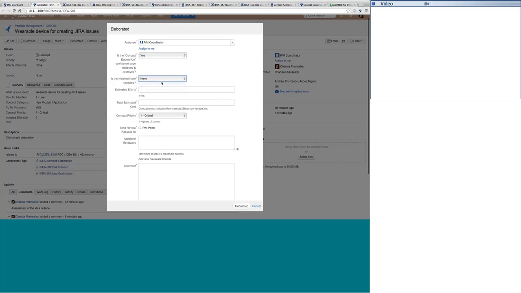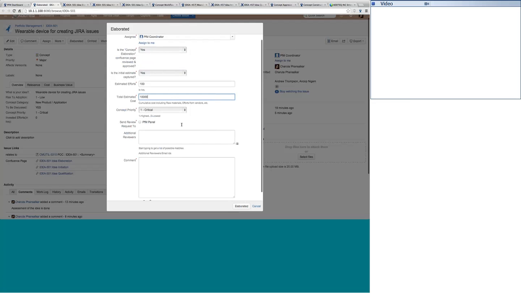Initially, say we have captured 100 hours. We feel that we will be putting in 100 hours to implement this particular idea. The total cost is maybe $10,000. We are not very sure about this, but it is the estimated cost.